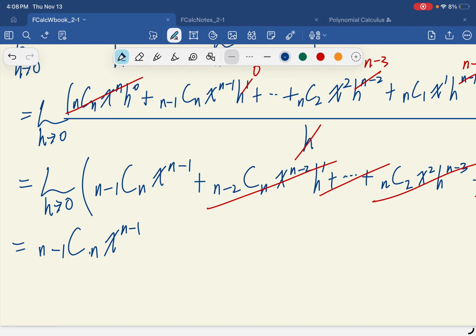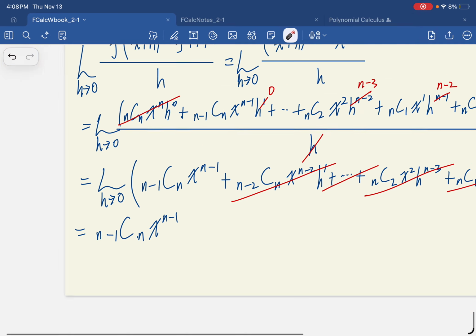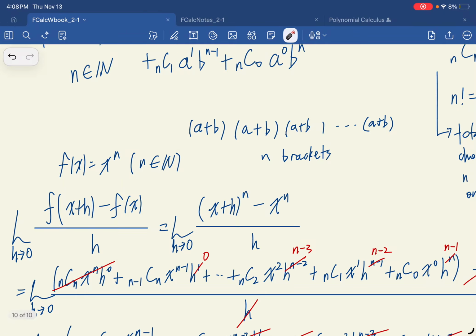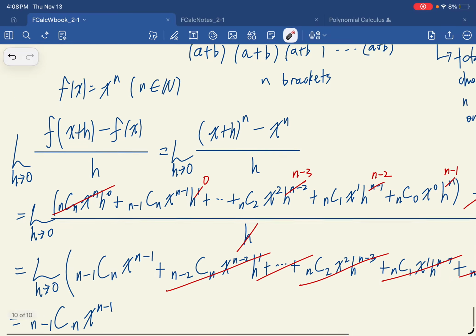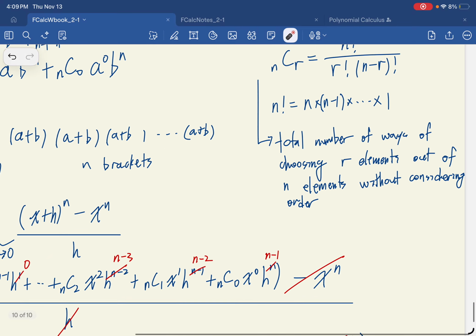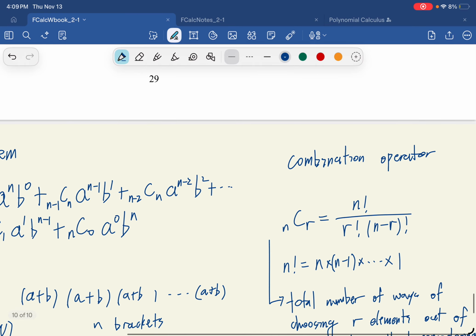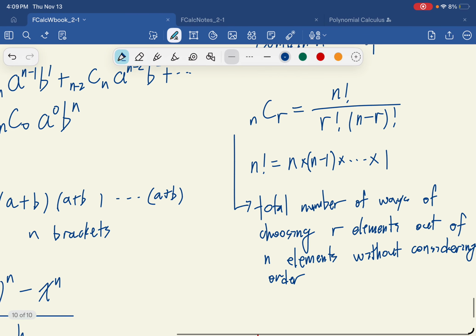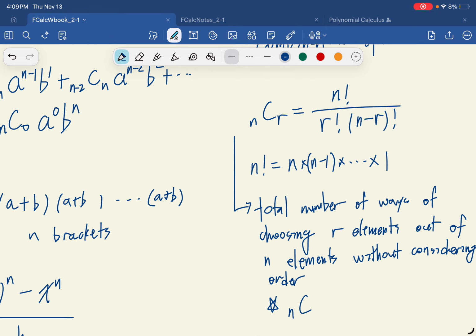Now, a property of combinations is that, hey, I want to pick n minus 1 brackets out of n. That's the exact same thing as picking one bracket that you will not pick, right? So picking n minus 1 brackets out of n brackets is equivalent to picking just one bracket out of the n brackets, right? Because you invert them, right? So a property of combinatorics, the combination operator, is that n choose r, I think people call it n choose r.